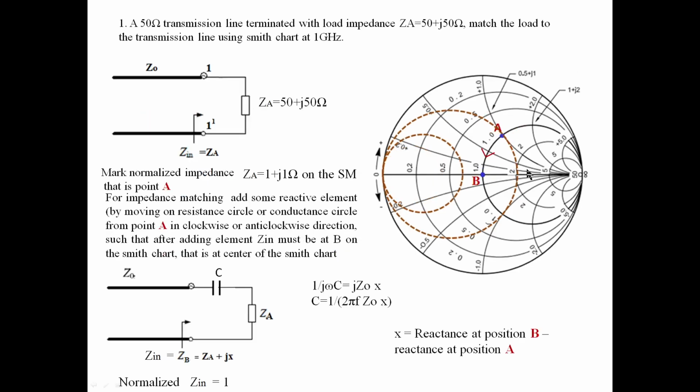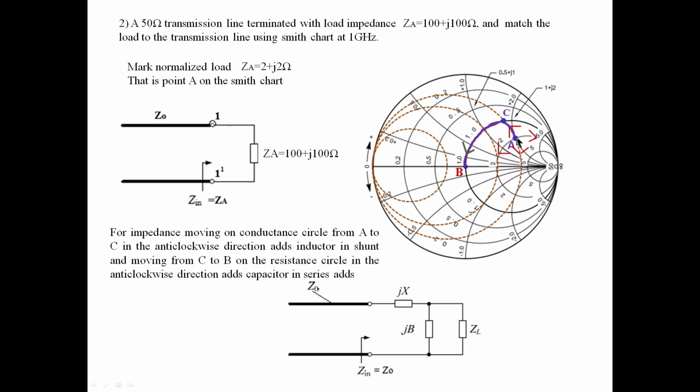But here, how do you move in this case? Here you should move on the resistance circle passing through our load point. This is the load point. The R is equal to 2 circle is passing, not the R is equal to 1 circle. So even if you move clockwise or anti-clockwise, you do not reach this point. Similarly on the conductance circle, moving anti-clockwise, you do not reach this.